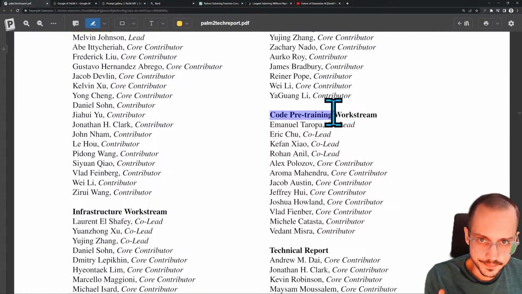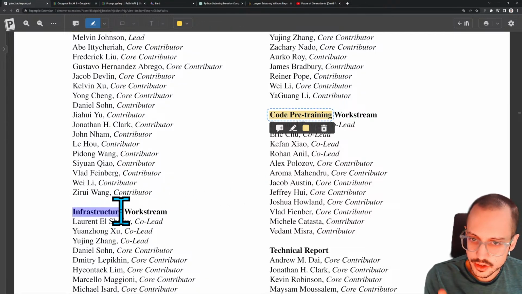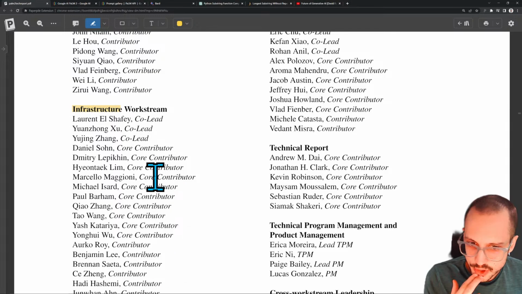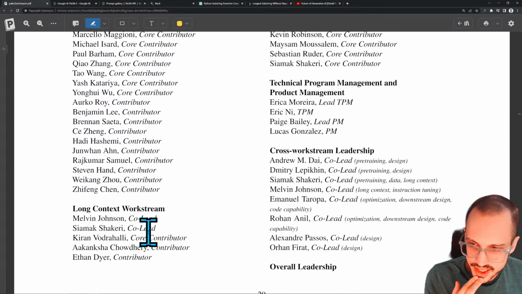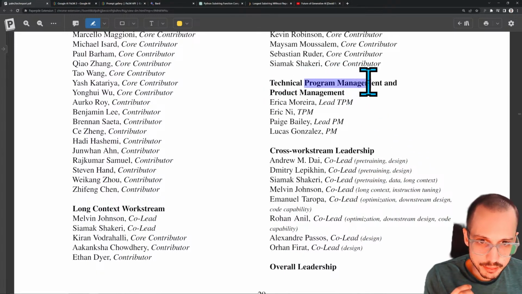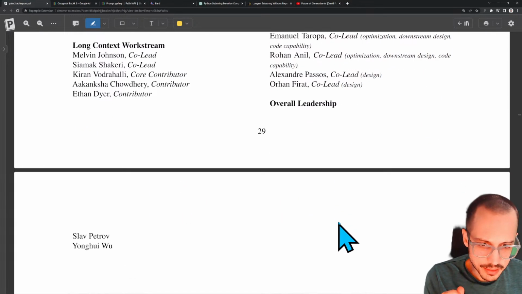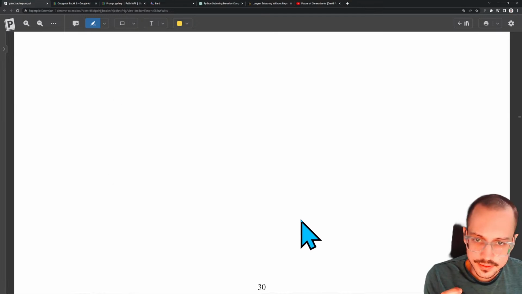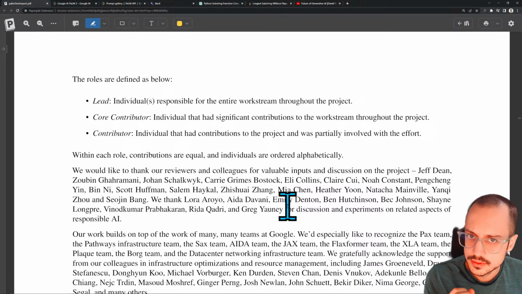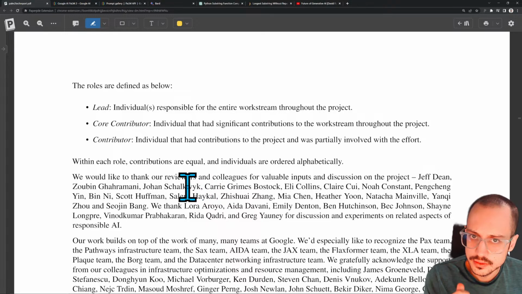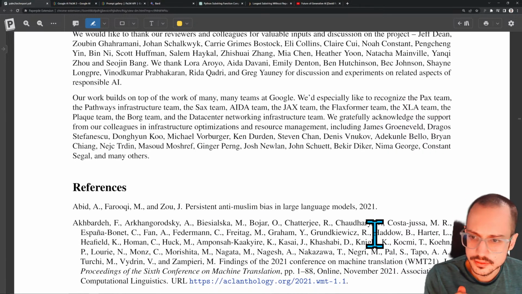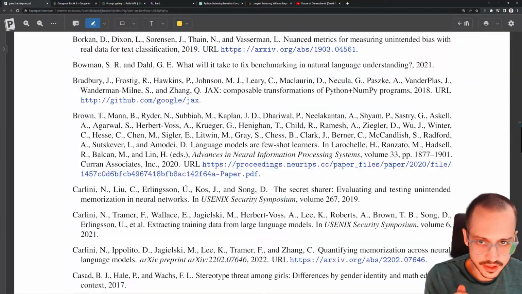Code pre-training, infrastructure. These are going to be the most badass people here. The infrastructure, these are the people that set up all the TPUs. And then you have program management and product management. So these are your managers here. It's a lot of people. And then there's your references, a very long list of references here.